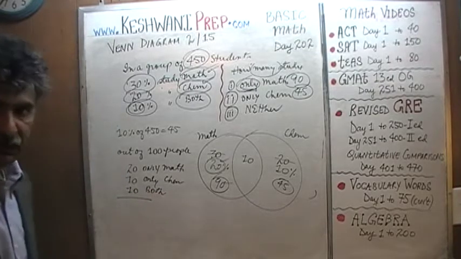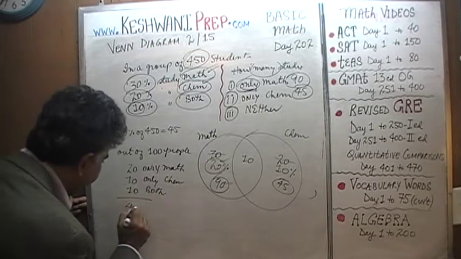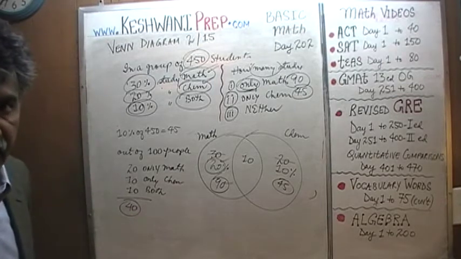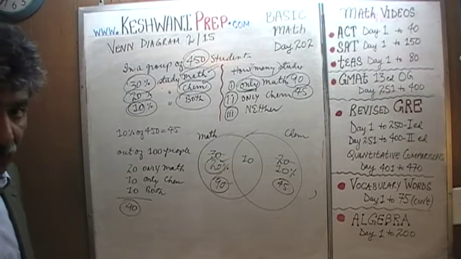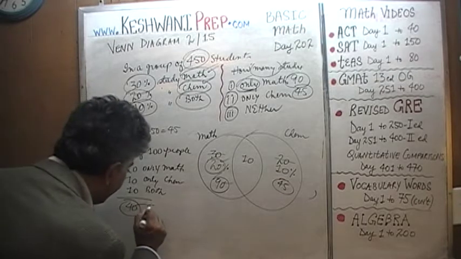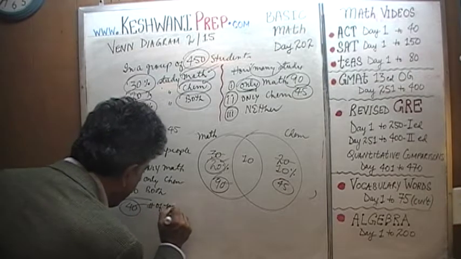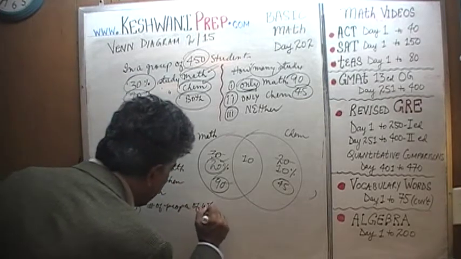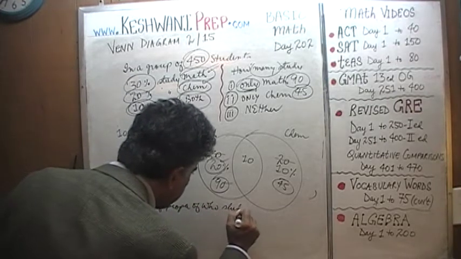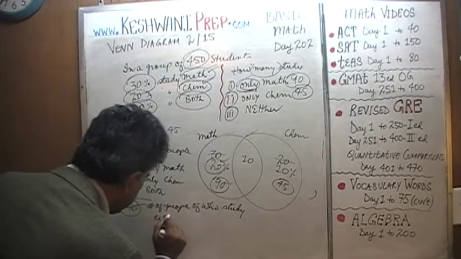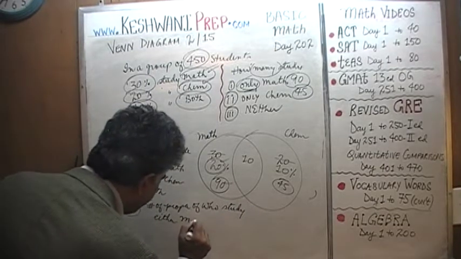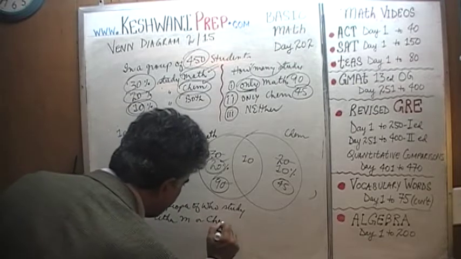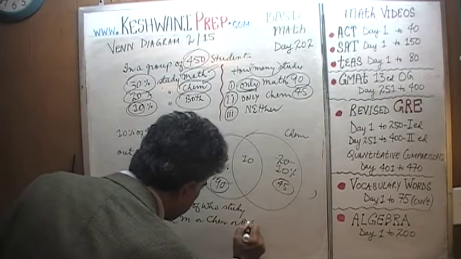When we add up these figures, we get 40. What does this 40 represent? This 40 represents the number of people out of 100 who study either math or chemistry or both.